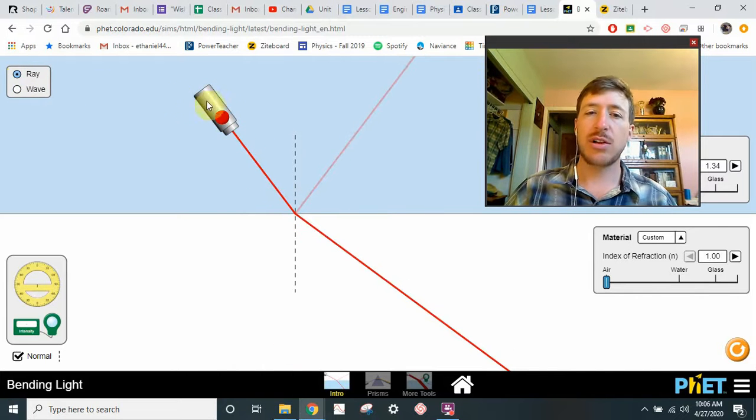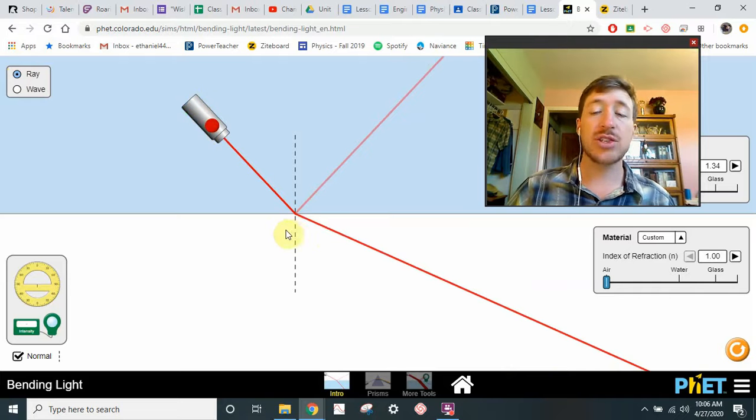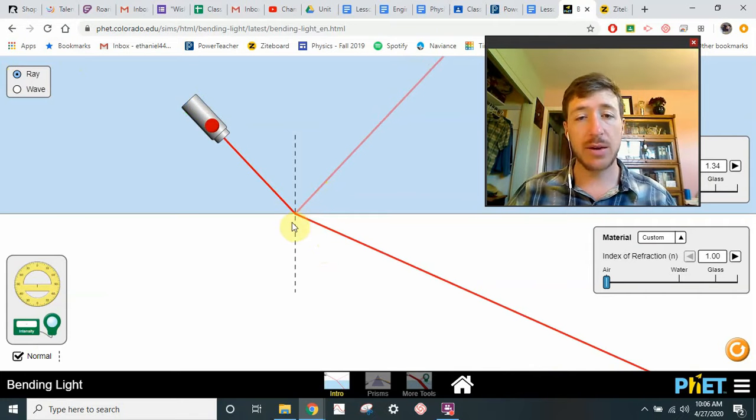Okay, so this is what refraction is all about. This is how it works. Depending on the angle that we're coming in at, which side of the light wave is speeding up first or slowing down first, the wave will actually bend. The light ray will bend in a particular direction.